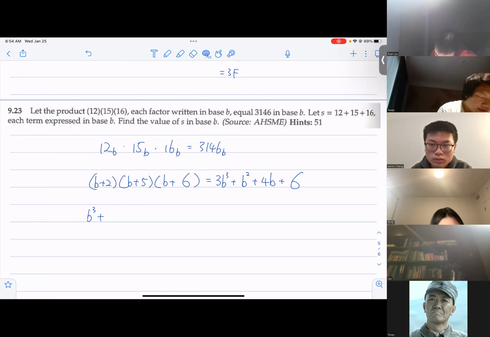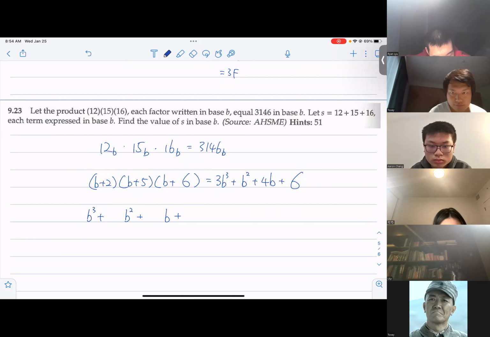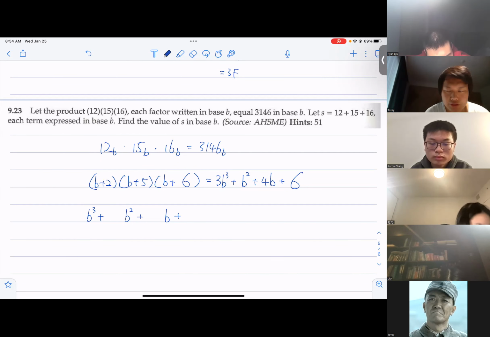So have a look. Notice that we have B plus a number times B plus a number times B plus a number. So that means in our result, we must have a B cubed. We must have a term with B squared. We must have a term with B, and we must have a term with just numbers, right? Constant numbers. Make sense? So we just need to determine the coefficients of each term.